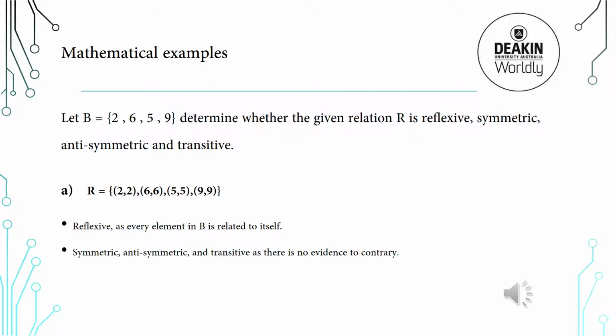In the first example, the given relation consists of four pairs. The first pair is 2 and 2, the second pair is 6 and 6, the third pair is 5 and 5, and the last pair is 9 and 9. It can be noticed that the relation is reflexive, as every element in B is related to itself. Also, the relation is symmetric, antisymmetric, and transitive, as there is no evidence to the contrary.